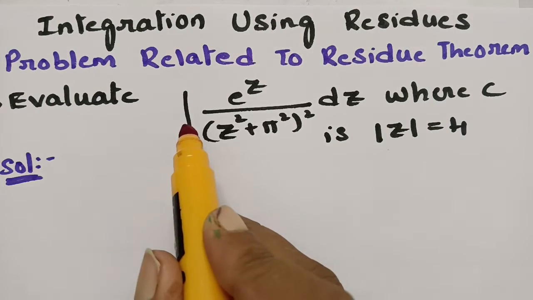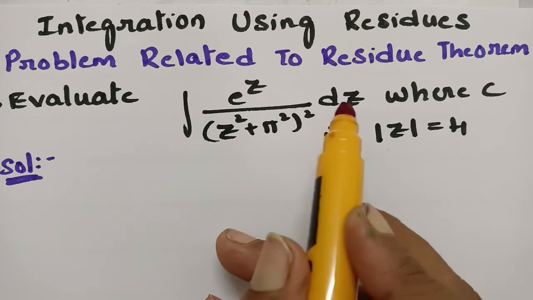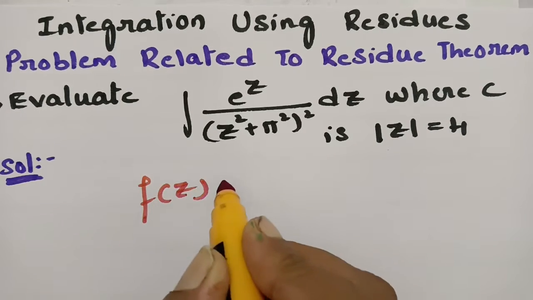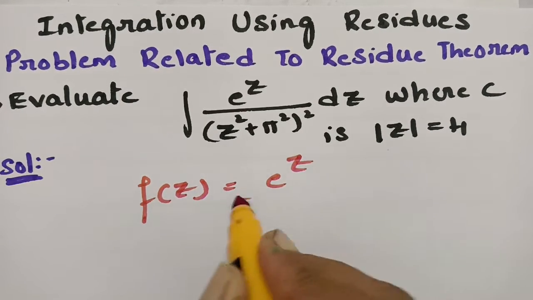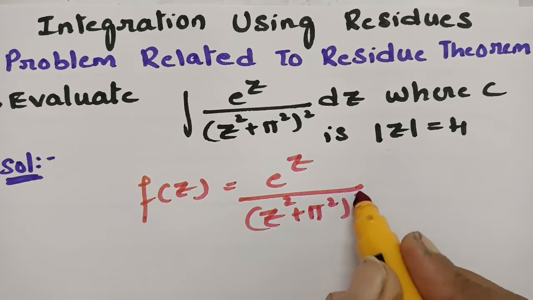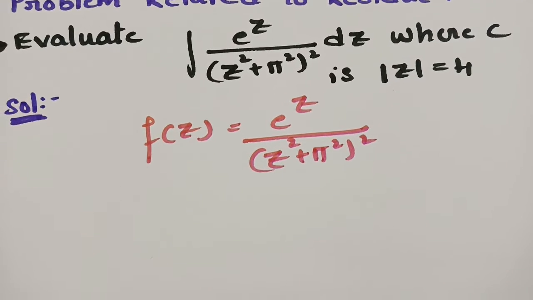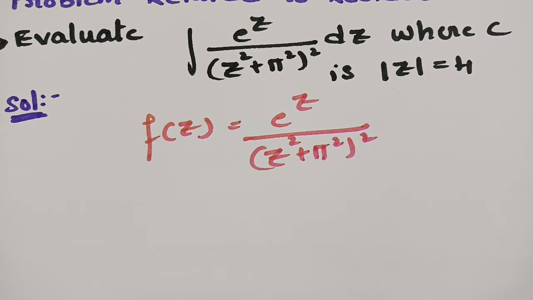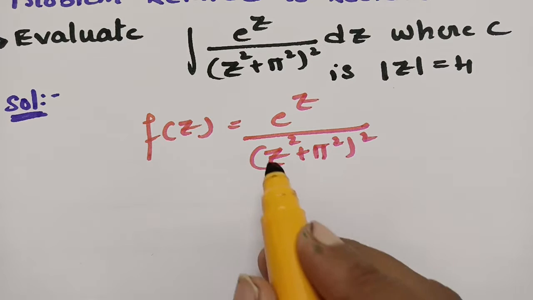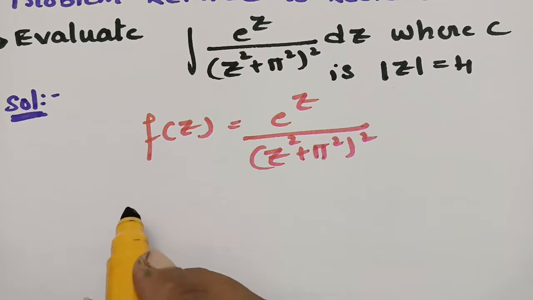See here, it is clearly given as the integral of f of z dz. Here, f of z is equal to e power z by (z square plus pi square) whole square. Now, in order to find the residues, you know what to do. First of all, we have to find the poles. For finding the poles, we have to equate the denominator to 0.